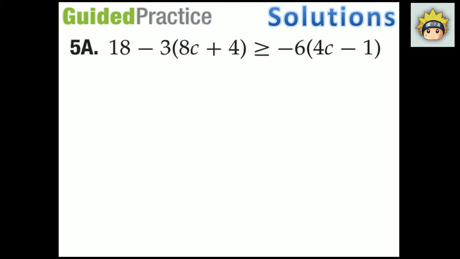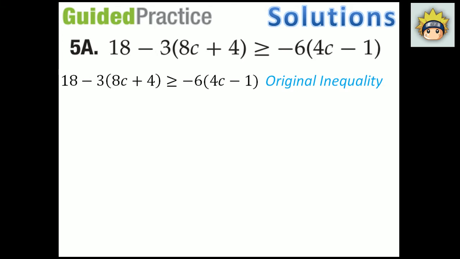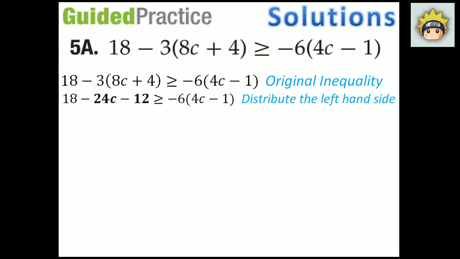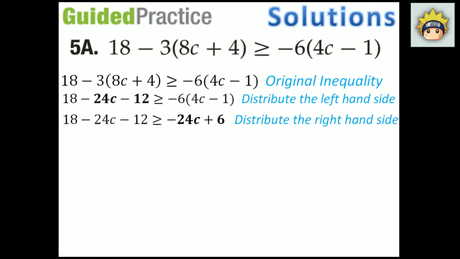Alright, let's go over the solution for the guided practice. 5a. First step is always to rewrite the original inequality. I'm going to distribute the left-hand side. Negative 3 times 8c is negative 24c. Negative 3 times 4 is negative 12. Then you're going to distribute the right-hand side. Negative 6 times 4c is negative 24c. Negative 6 times negative 1 is a positive 6.